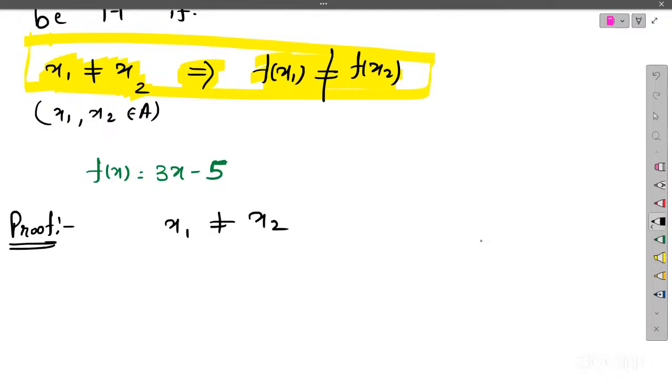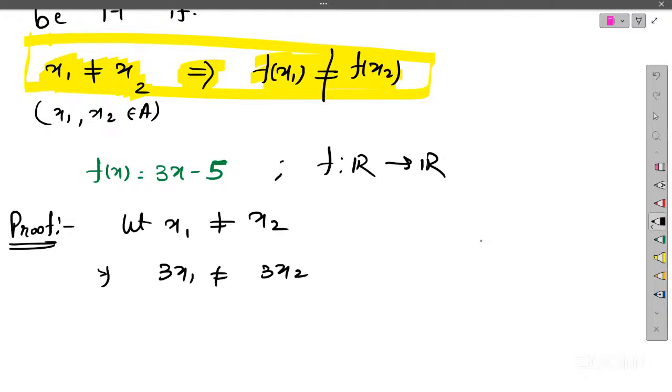Again, x1 and x2 are two real numbers because we have the equation of a line, so the function is from real numbers to real numbers. So x1 is not equals to x2, and we can simply say 3 times x1 is also not equals to 3 times x2. This is our assumption, that x1 not equals to x2, I'm assuming two distinct input points. And I want to prove that related to these two distinct input points, I'll get two distinct outputs. That is my claim, and I want to prove that claim using some steps.